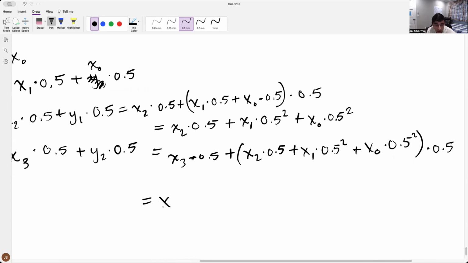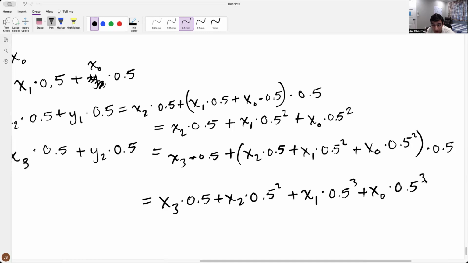So this is equal to x3 times 0.5 plus x2 times, there's a 0.5 there and there's a 0.5 there, so it's 0.5 squared, plus x1 times 0.5 to the power of 3 plus x0 times 0.5 to the power of 3.